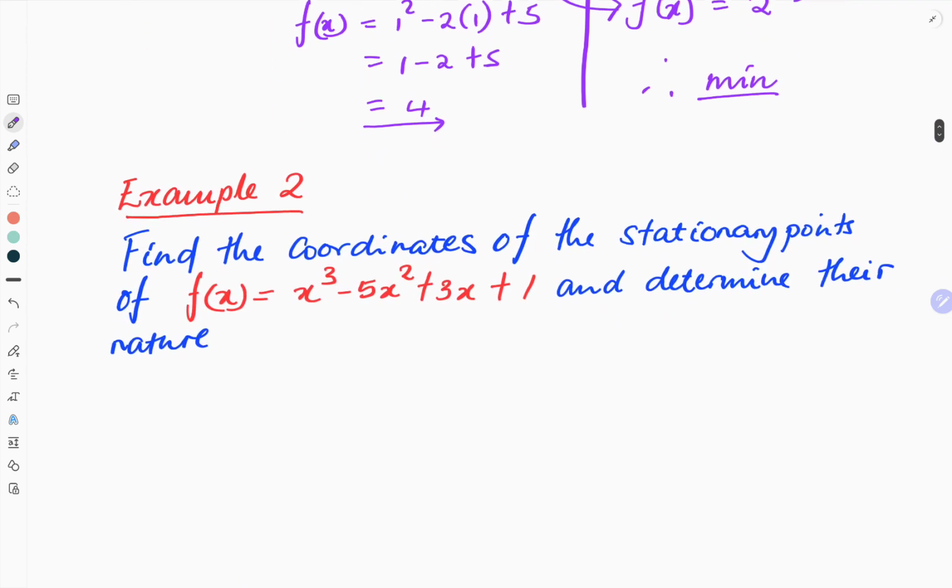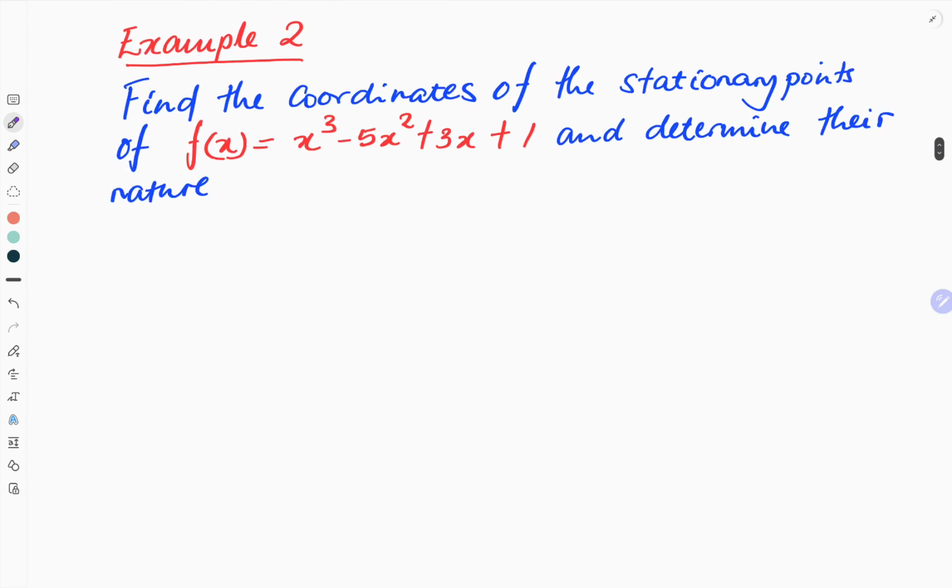Then in the second example, find the coordinates of the stationary points of the cubic function x cubed minus 5x squared plus 3x plus 1 and determine their nature. So the same principles apply. Remember, the first derivative is equal to 0 at the stationary point. So we find the first derivative of this function, that will be equal to 3x squared minus 10x plus 3. That will be your first derivative.